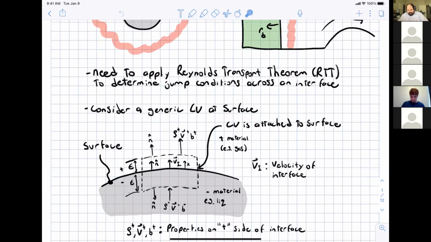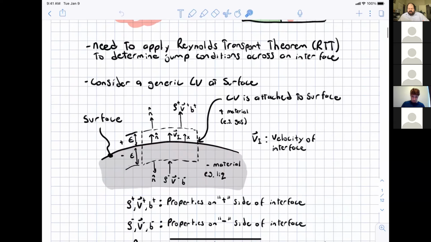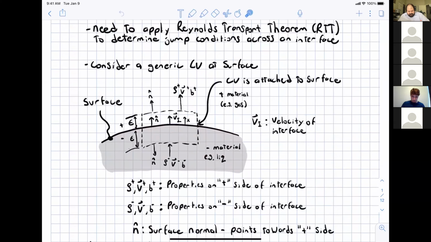Okay, so we have, say, a material interface here. This could be a liquid here, and this could be gas over here. I'm going to label one of these materials as being on the plus side, and the other as being on the minus side. So you could consider this minus material being liquid, and this plus material being gas. Now we want to figure out what conservation of mass says across the surface. How do you handle a species mass balance across this interface?